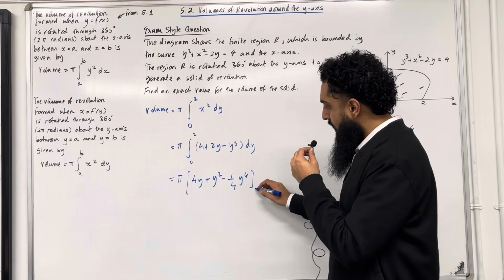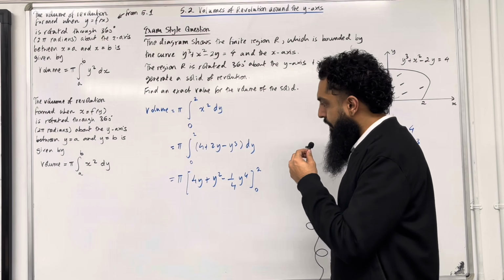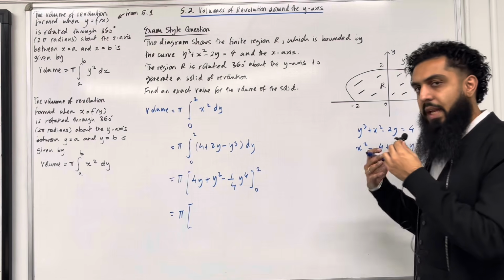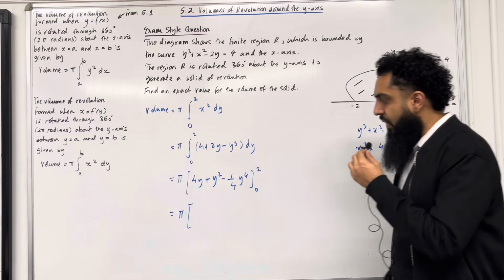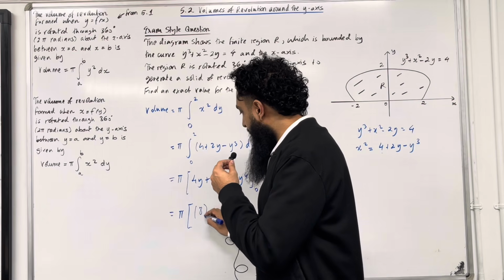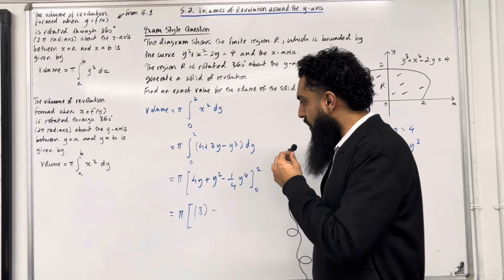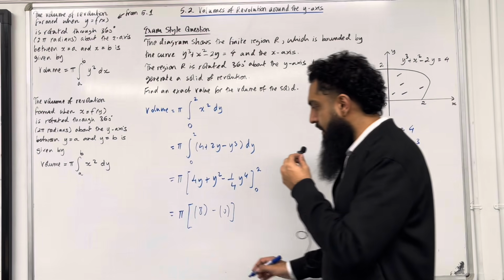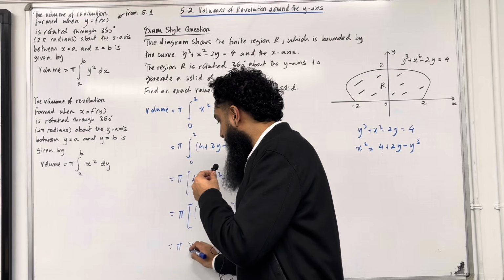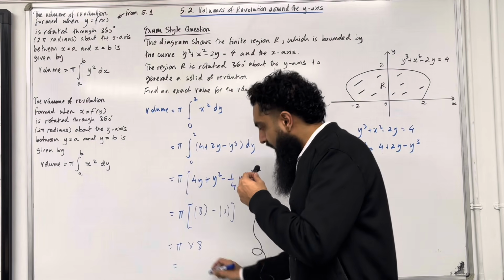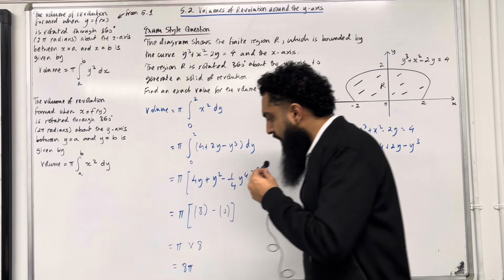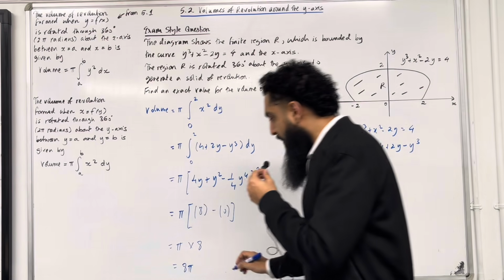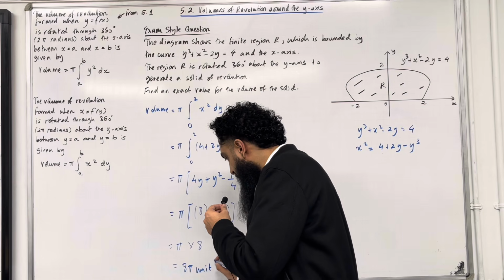Close square bracket, lower limit 0, upper limit 2, equals pi multiplied by open square bracket. Now I need to substitute y equals 2, so if I do this, I get 8, take away substitute y equals 0, I get 0. Okay, so 8 take away 0 is just 8, hence I've got pi multiplied by 8, which can be written as 8 pi. Therefore, the exact value of the volume of the solid generated is 8 pi unit cubed.